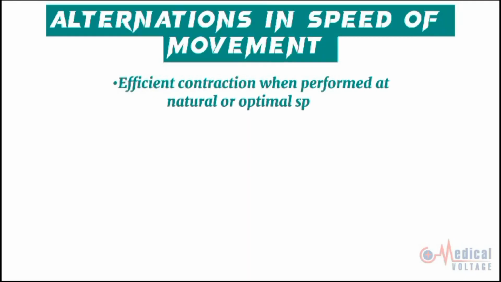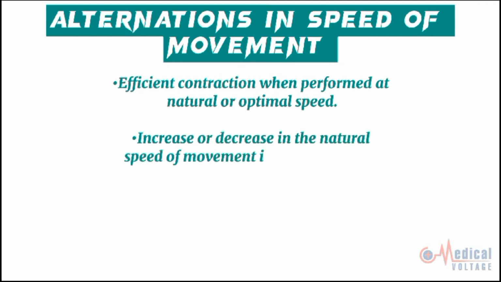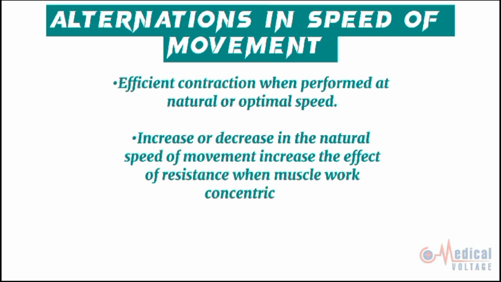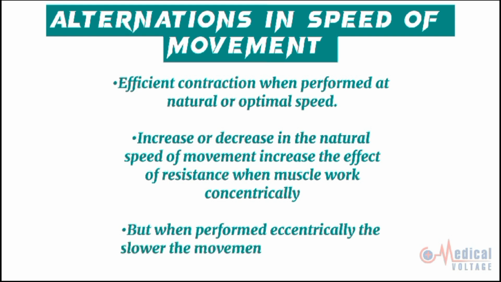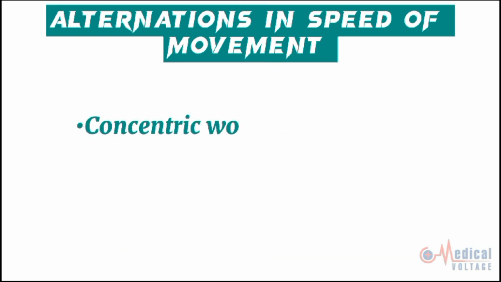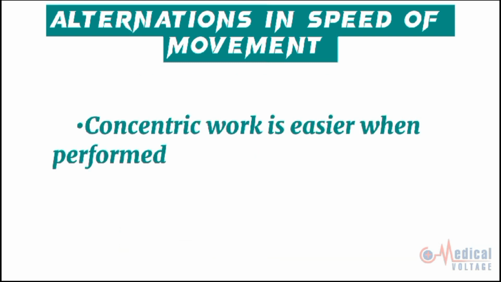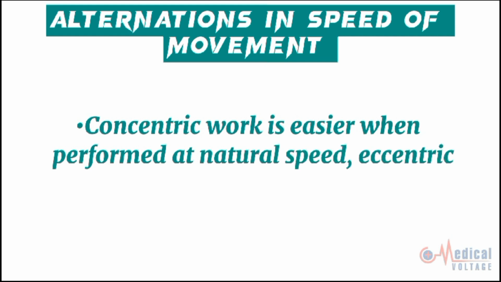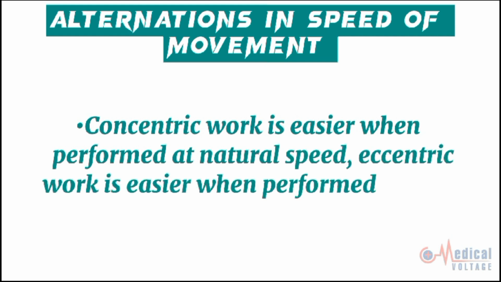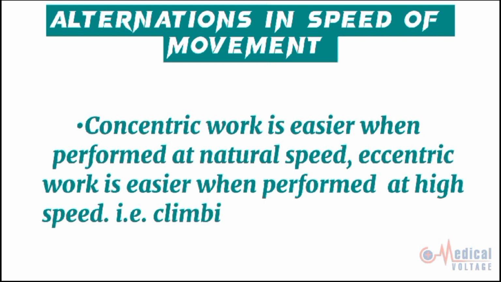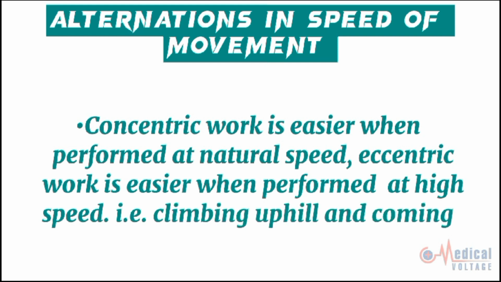Natural or optimal speed: an increase or decrease in the natural speed of movement increases the effect of resistance when muscles work concentrically, but when performed eccentrically, the slower the movement, the greater the effect of resistance. Concentric work is easier when performed at natural speed. Eccentric work is easier when performed at high speed, that is, climbing uphill and coming down.